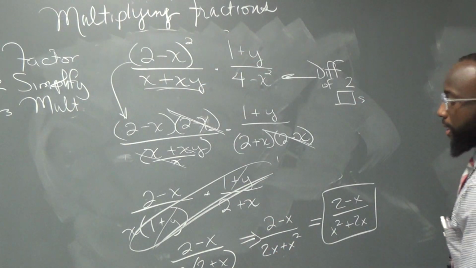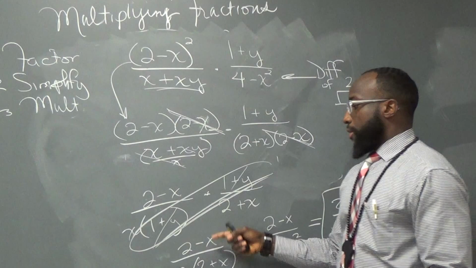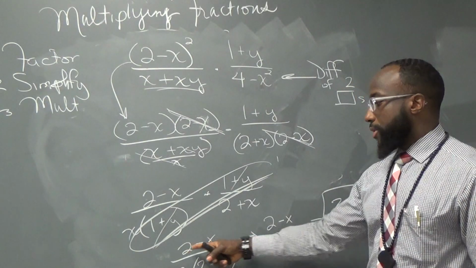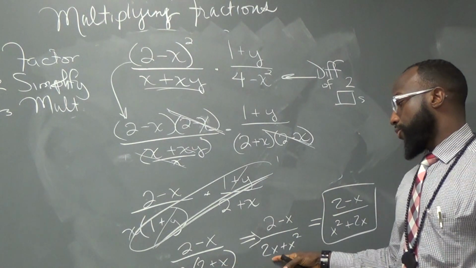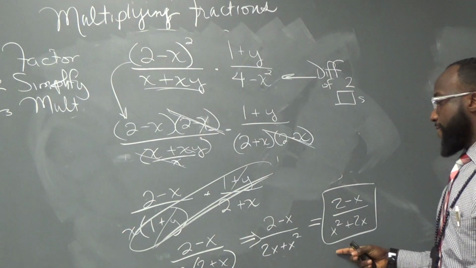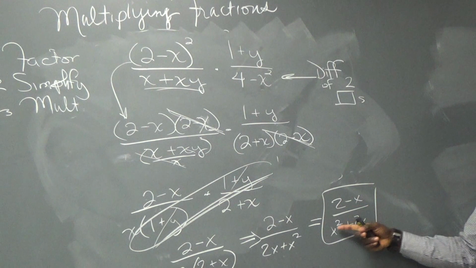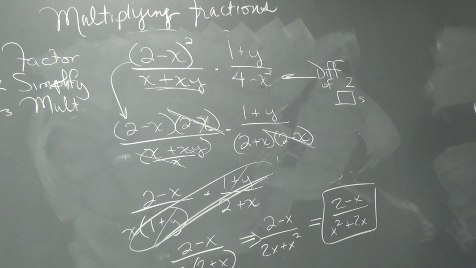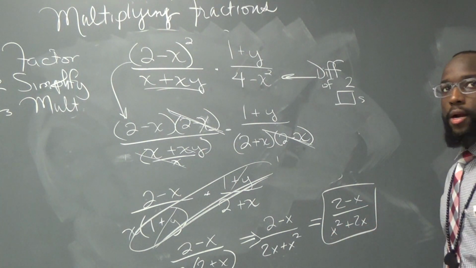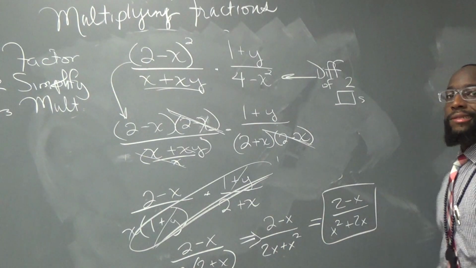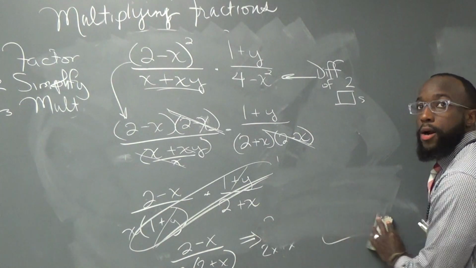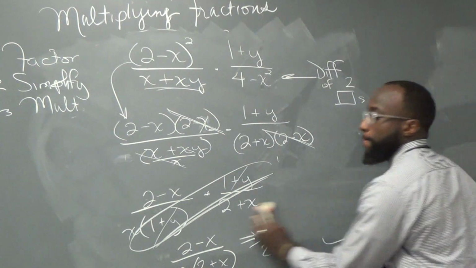And from there, we ended up multiplying. This was 2 minus x times 1, which is 2 minus x. And then we had x times 2 plus x, which is 2x plus x squared. Our final solution was 2 minus x over x squared plus 2x. Okay? All right. Now let's look at one more problem.